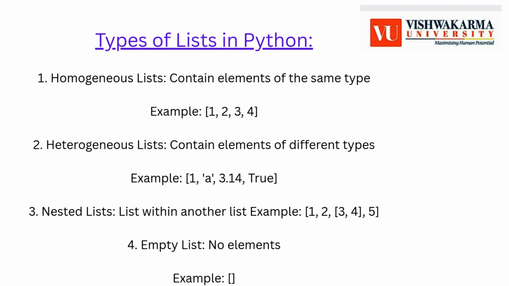Third is nested list, so a list within another list. Example like 1, 2, [3, 4], 5. In this, 3, 4 is another list inside the 1, 2, 5 list. So one list having another list inside it. Such an example we call a nested list. So fourth is empty list. It has no element, it's totally empty, not having 1 or 2 or 0, any element. A list with nothing present in the square brackets is called an empty list. So this was the types of list in Python.